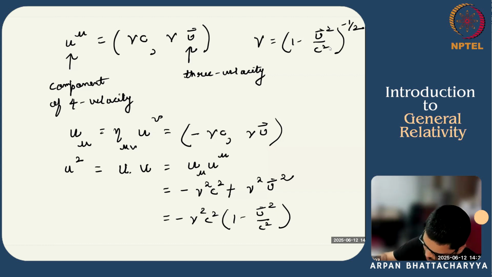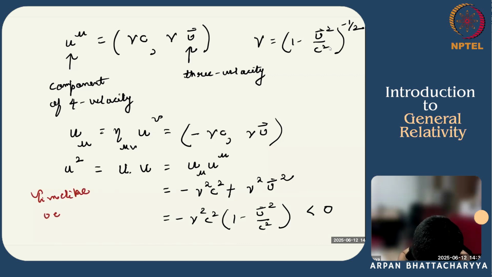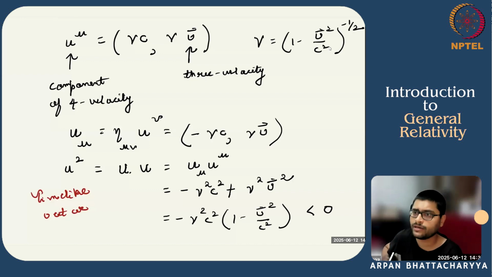Now we know that this v is always less than c. Nothing can propagate faster than light. Especially a point particle of mass m will always have a 3 velocity, and the magnitude of that will always be less than the speed of light. So v square by c square is always less than 1. So this is a positive number, hence this is less than 0. So this is a timelike vector, and we know this from our elementary special relativity.